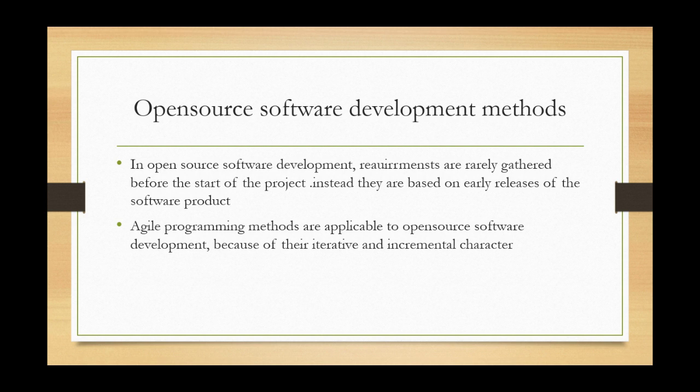In fact, more generally, all agile programming methods are applicable to open source software development simply because of their interactive, iterative and incremental character. So simply because they are interactive, iterative and incremental, they are the suitable methods that we can apply while we are doing open source software development.